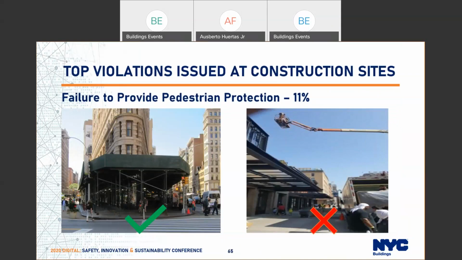Here are comparison photos of pedestrian protection. The picture on the left shows work can be performed safely on the upper floors as the sidewalk shed is there to protect pedestrians from any mishaps and incidents. The picture on the right does not protect the public. Workers are working directly above passersby and workers. A controlled access zone with a flagman should have been installed in this instance.